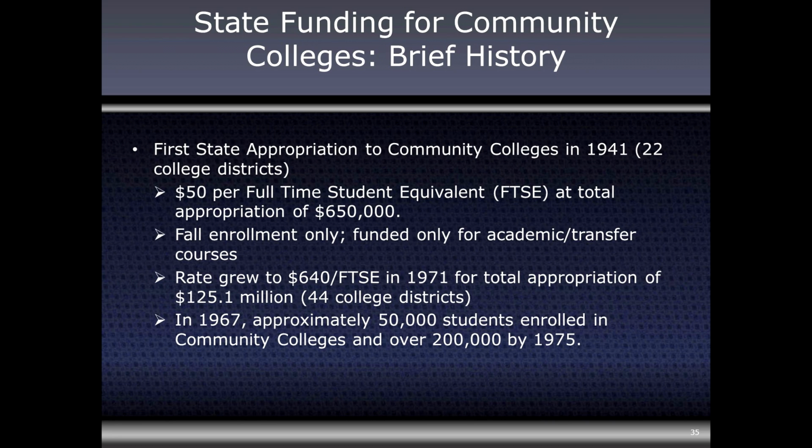Originally, it was $50 per full-time student equivalent. Total appropriations were $650,000. I think that's kind of interesting to note. Fall enrollment only, funded only for the academic transfer, and then it grew to $640,000, and that was with 44 colleges, and we had $125.1 million. In 1967, approximately 50,000 students attended and enrolled in community colleges. And by 1975, there were 200,000.